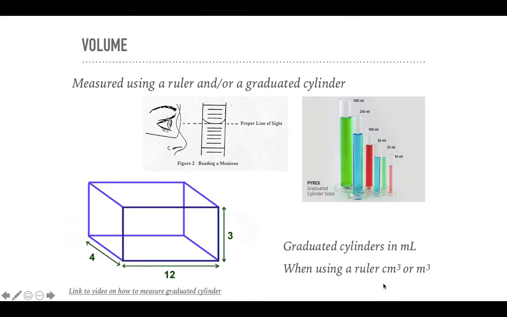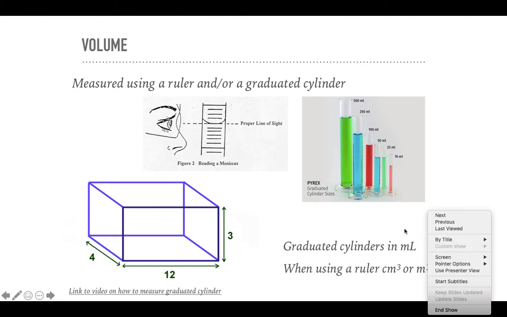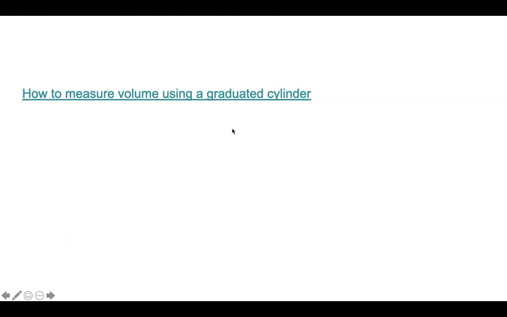As you see things in science and you see centimeters cubed, I don't want you to get scared of centimeters cubed. 1 milliliter is just 1 cubic centimeter. So whenever you see a milliliter, it's also the same amount in cubic centimeters. Or if you see cubic centimeters, you can say that's the same amount in milliliters. We're going to watch this video here. It's interesting.